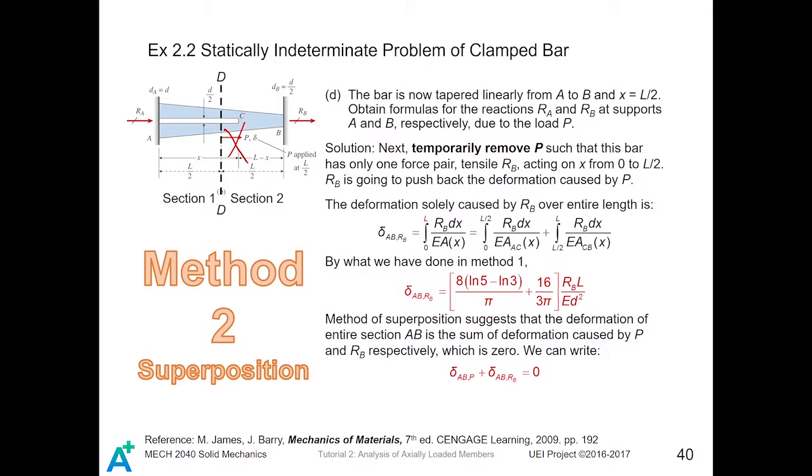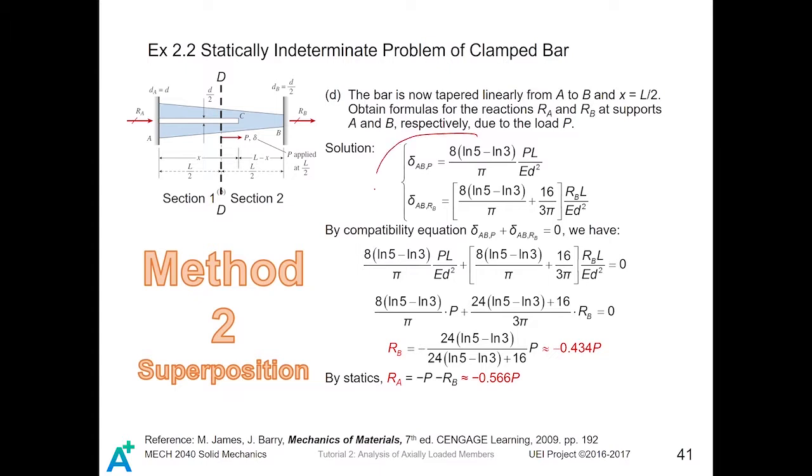Finally, we use the superposition compatibility equation. The deformation caused by P, which is going rightward, plus the deformation due to RB, which must be compressive, should be 0. By combining both results and the compatibility equation, we do a lot of mathematical calculations, such that we get the result, which is exactly the same as the previous one.